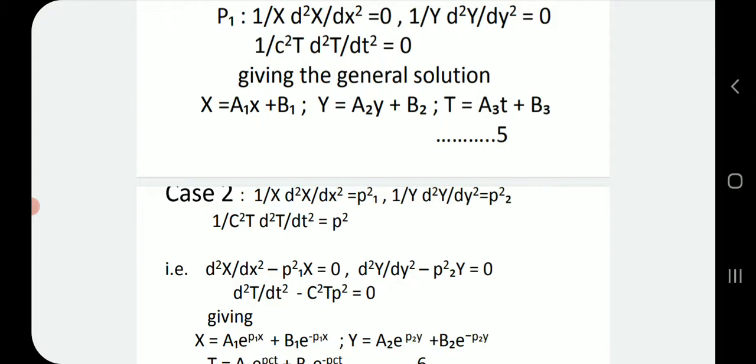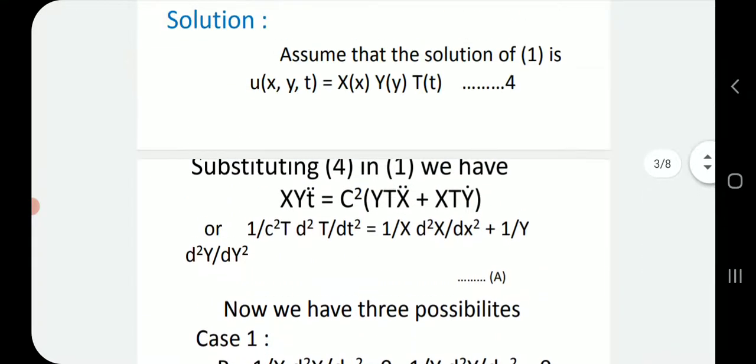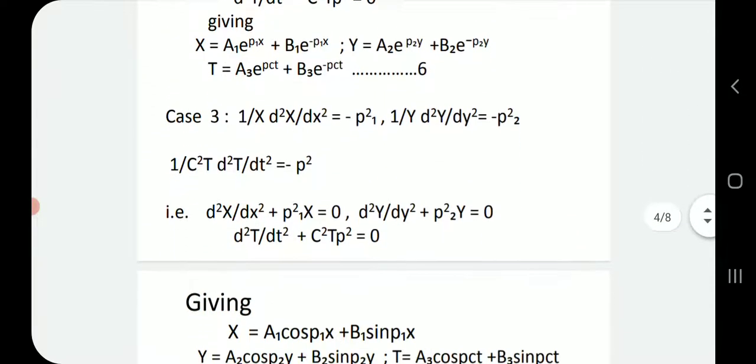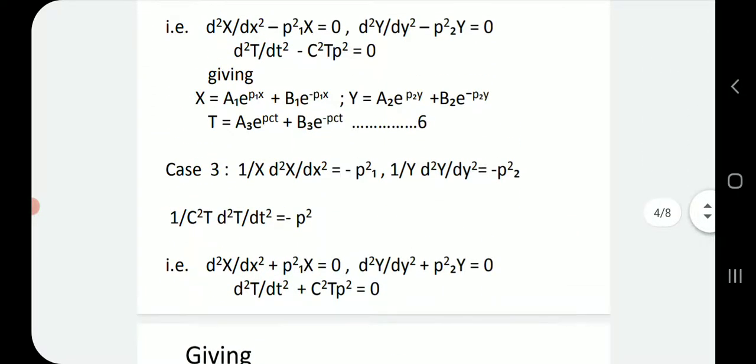From x equal to 0, we get a1 equal to 0. So b1 is equal to 0, which implies a1 equal to 0. Similarly, y is equal to 0. Hence, when we put x, y, t in equation 4, we get u(x,y,t) equal to 0. Now we apply the boundary condition on equation 6.